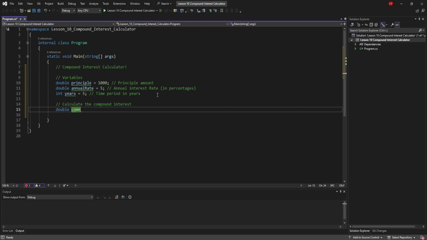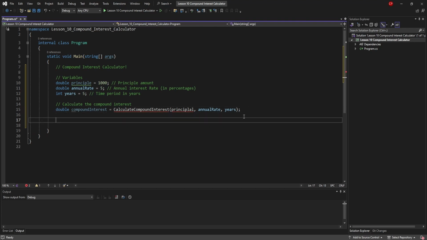Double compound interest. So we're making a double. We're calling it compound interest. And we're going to do calculate compound interest, and then we're going to say principal, annual rate, and years. Let me make sure we spelled this right. Calculate compound interest. This should work once we get through everything else. And then right here, we're going to output the result.